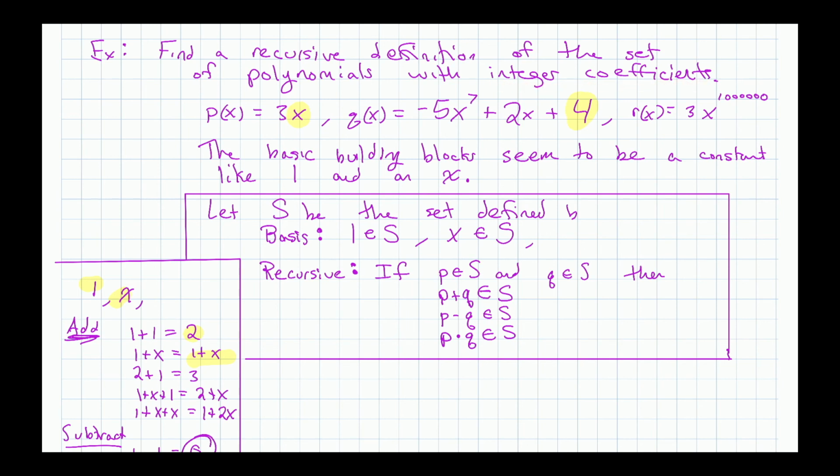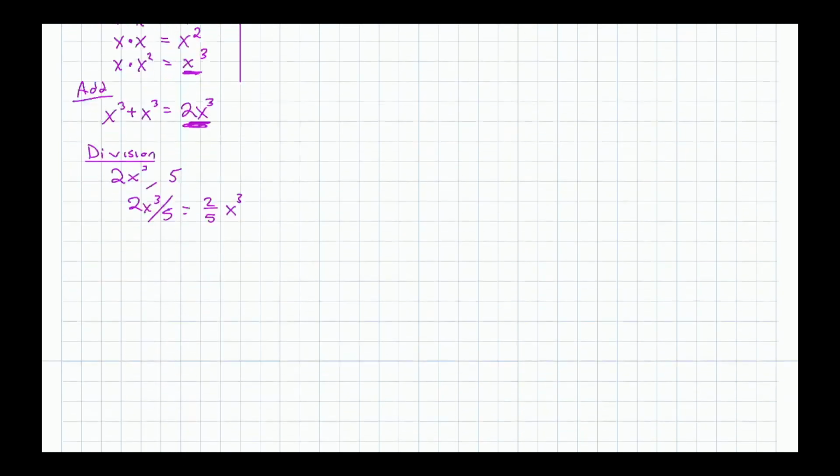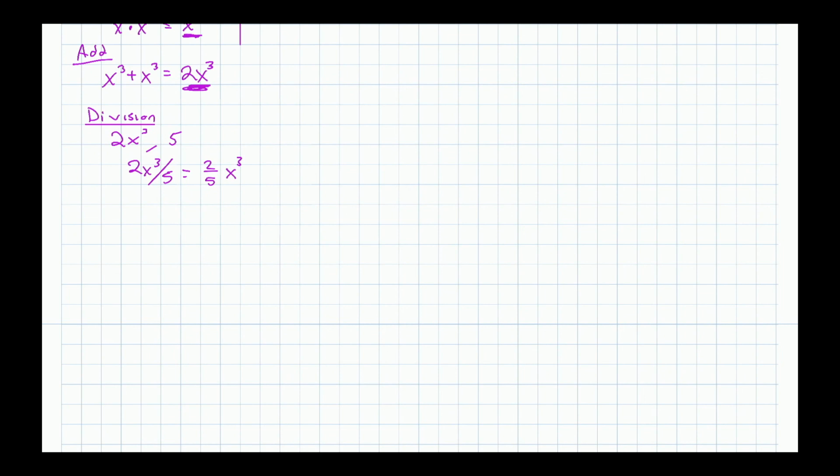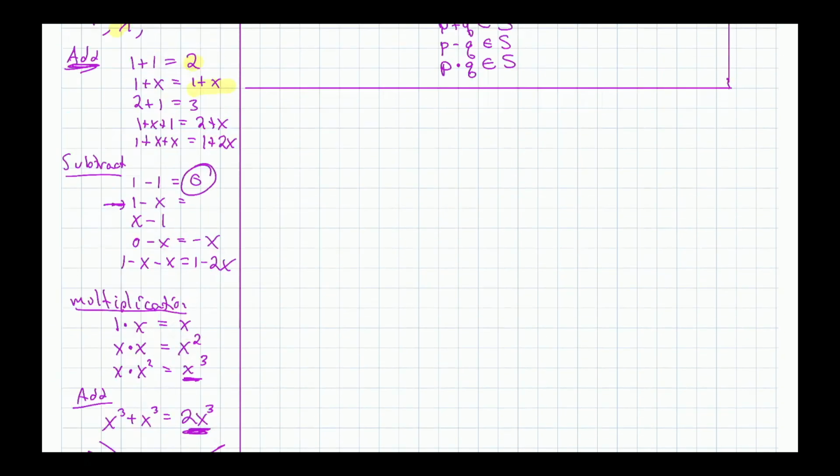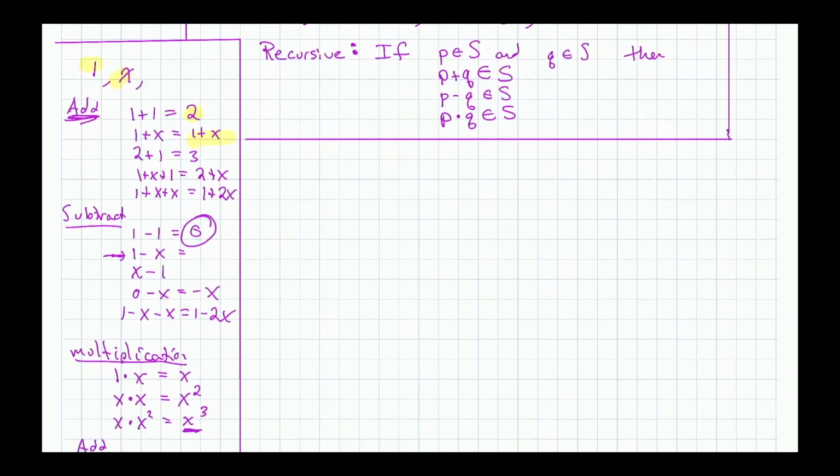Now, if you were looking for polynomials that had rational number coefficients, where rational number means fractions, then maybe you would have to allow division and then just do something to disallow a divide by 0. But this is not what we want, because we're specifically limiting ourselves to integer coefficients on these polynomials. All right, so that's some stuff there.